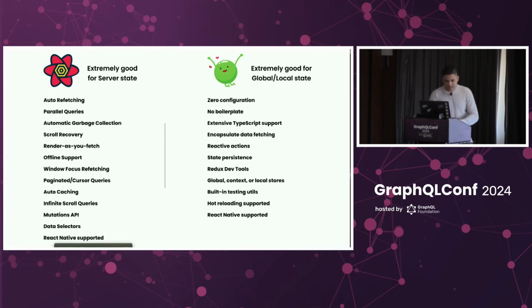So this other library, if you have ever used Redux, is basically the oversimplified version of Redux without everything you hate about Redux. It has zero configuration and no boilerplate, so you don't have all of these boilerplate and configuration files that you have with Redux. You have TypeScript support, reactive actions, state persistence, and you can even use the Redux dev tools with it, which is cool. The only thing I like about Redux. And yeah, you also have React Native support for each of those. And I'm going to come to it in a second.